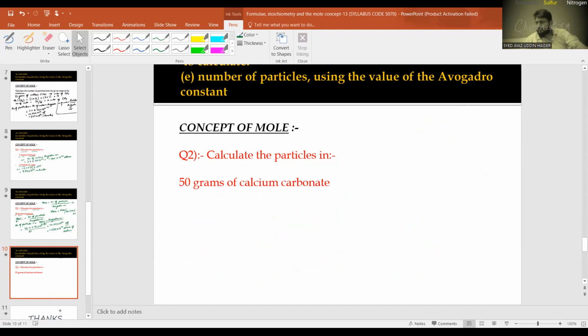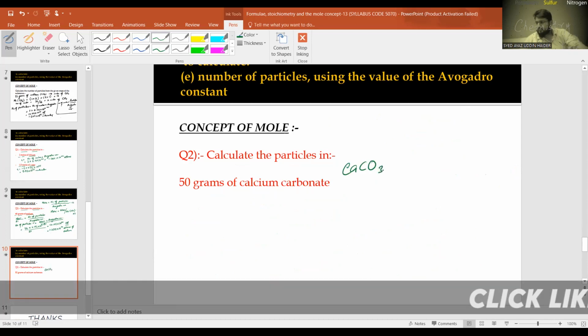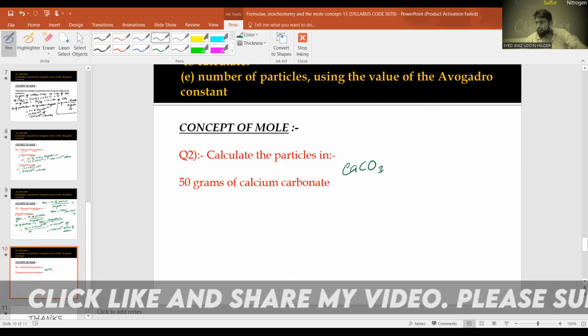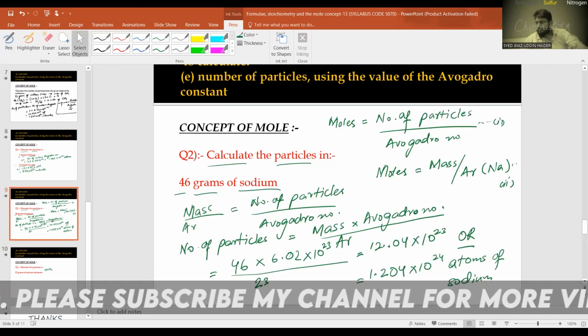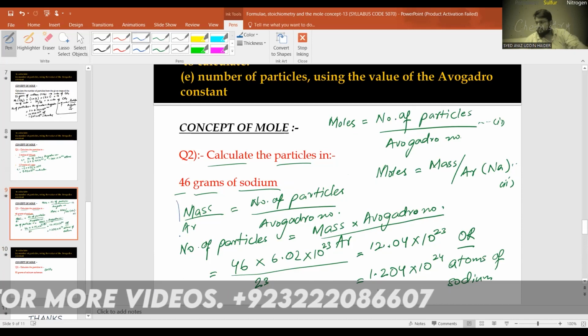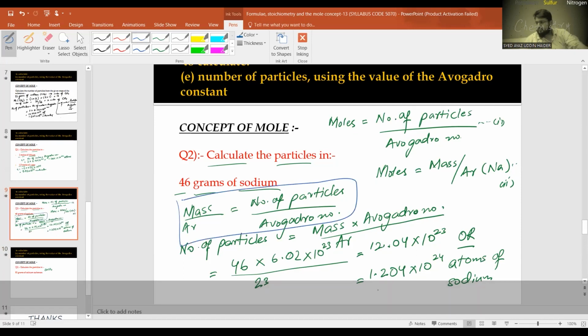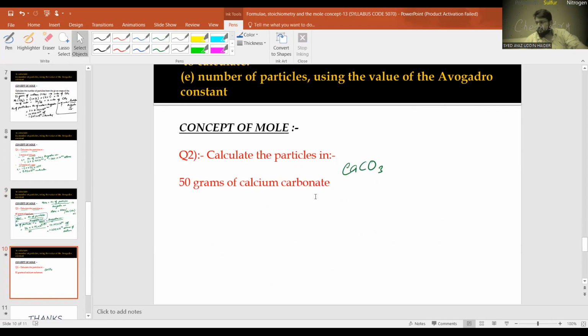Calculate the particles in 50 grams of calcium carbonate. We have mass of calcium carbonate. The formula of calcium carbonate is CaCO3. Use the same technique. I'm going to use this formula again, but in this case, in the second one, we have MR instead of AR. So 50 will be multiplied by 6.02 into 10 raised to the power 23 and divided by MR of calcium carbonate.